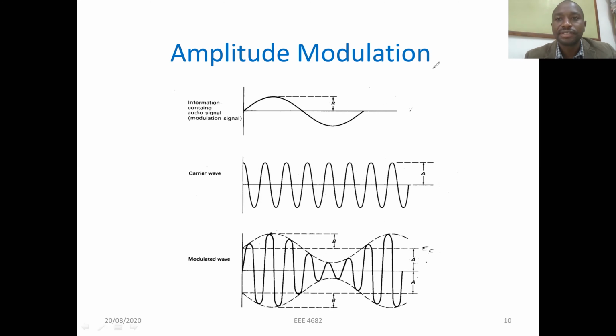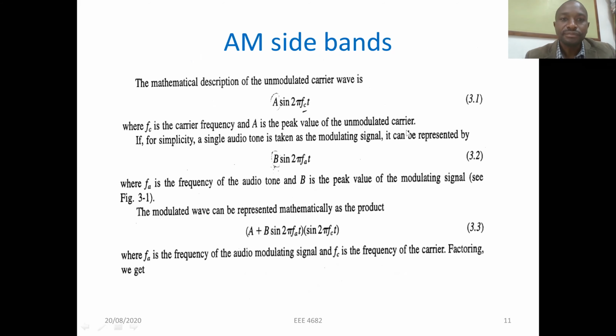During that process, you generate an output whose content can be further analyzed mathematically. And this will yield what we call sidebands. So let's see how these amplitude modulation sidebands are basically generated from the modulated output. Let's consider equation 3.1.